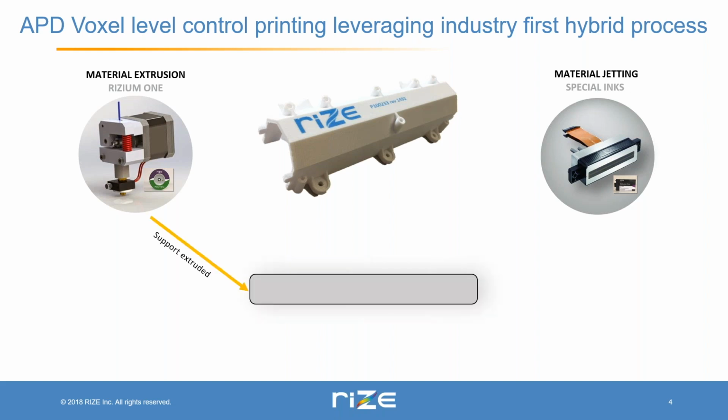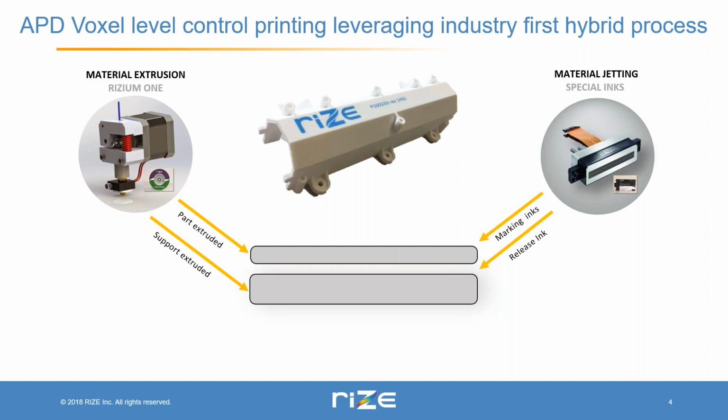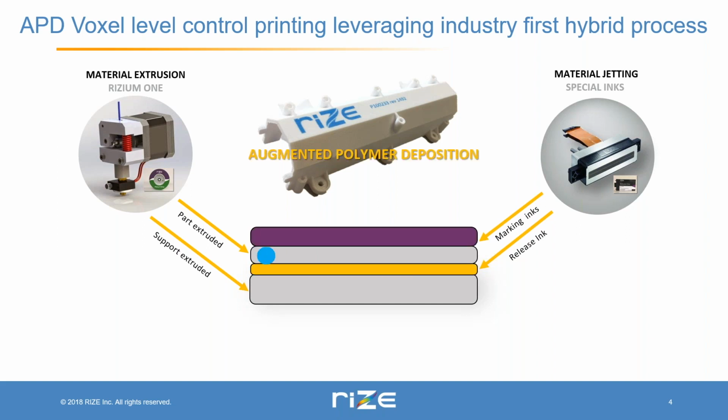So first, thermoplastic is extruded, forming the support structure. Next, release ink is jetted between the support and the first layer of the model structure, which eases the removal of the supports. Then, more thermoplastic is extruded, forming the model, and special inks are jetted between the layers of thermoplastic to control material properties by voxel.